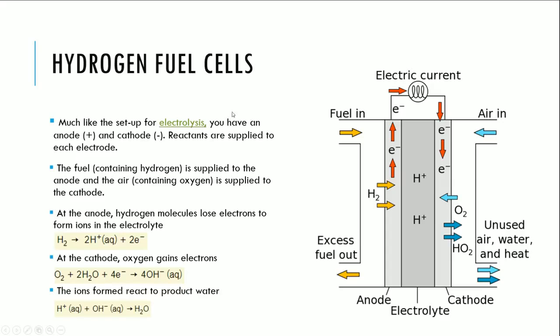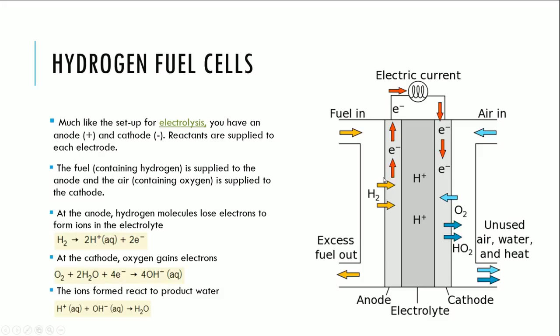So let's take a look at the details of how hydrogen fuel cells work. So much like electrolysis, you have an anode and a cathode. Anode being the positive and cathode being the negative electrode, and reactants are supplied to each electrode. So we've got the anode here on the left hand side and we've got the cathode on the right hand side. On the left hand side towards the anode, basically the fuel, which contains hydrogen, is supplied to the anode, whereas on the right hand side towards the cathode end, the air, which contains oxygen, is supplied there.